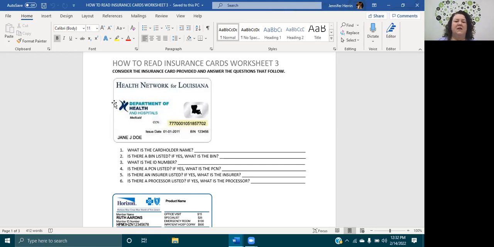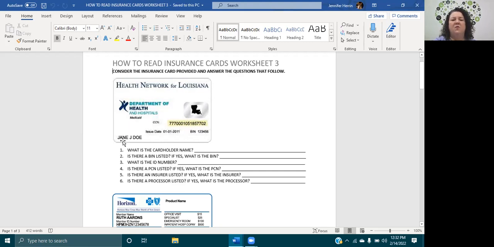So again, this is a Medicaid card, and I just want to point out right here where it says Department of Health and Hospitals, underneath that. I'm sorry, I realize it's a little tiny and hard to read, probably on this screen as well, but that does say Medicaid there, real small. In the bottom left corner, this Health Network for Louisiana is also a big giveaway that it's a Medicaid policy.